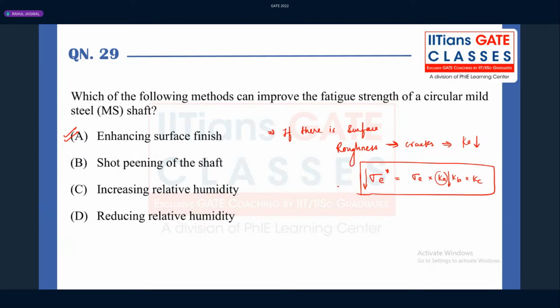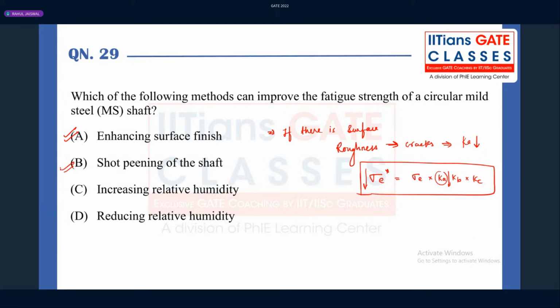But if you improve the surface roughness, that means if you enhance the surface finish, cracks will decrease, Ka will increase, and sigma E will increase. That is the best method, right? Second, shot peening of the shaft. That is also one of the methods. Shot peening means we introduce compressive stresses into the material before putting it into functionality. Suppose we take a steel ball and throw it; that is shot peening. When you do shot peening, we introduce compressive stresses. Now, why do we introduce compressive stresses?